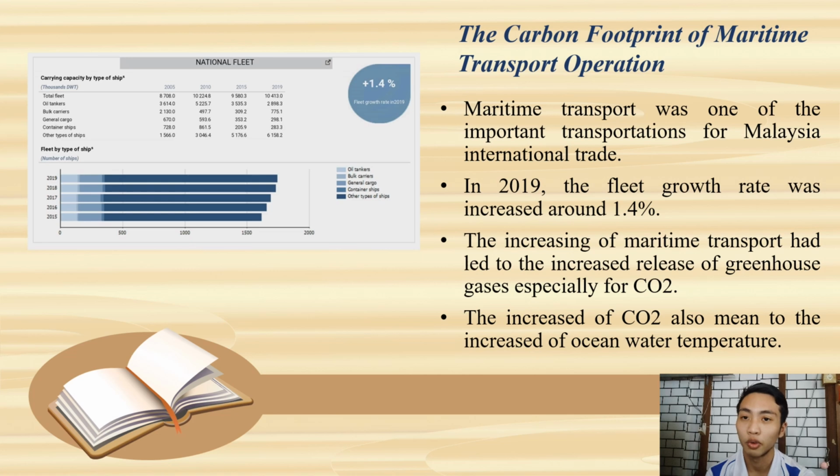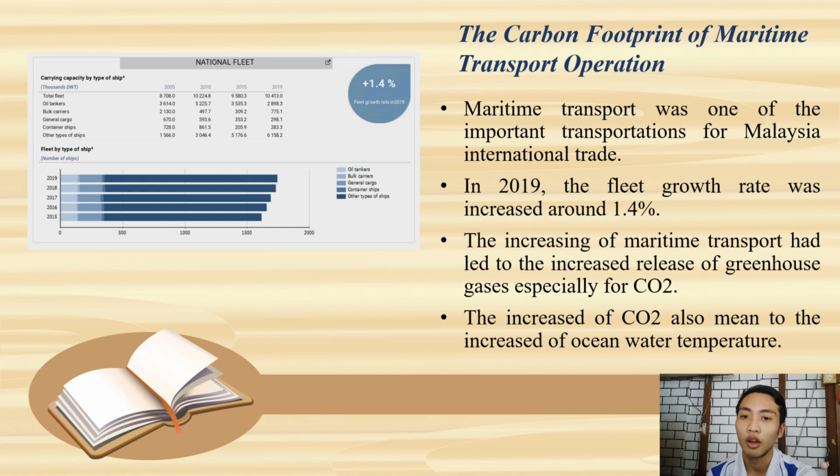Maritime transport is one of the important transportation modes for Malaysia's international trade. From the figures, the fleet growth rate increased from around 1.4% in 2019. Maritime transport can be said to be a more carbon efficient form of freight transportation compared to road and air transportation. The World Shipping Council and its member companies are engaged in numerous efforts to reduce carbon dioxide and improve efficiency across the fleet.